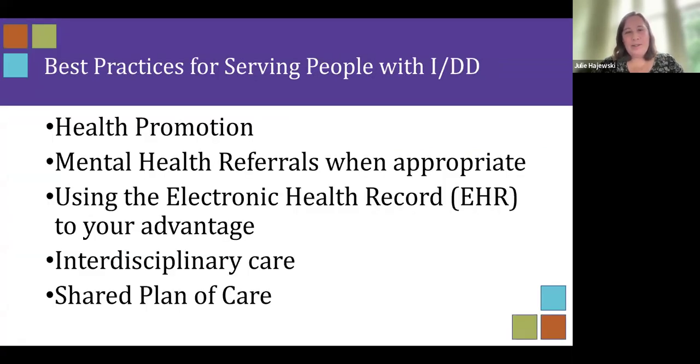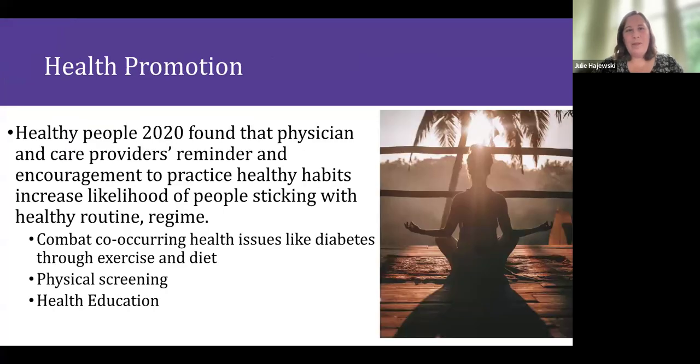So best practices, making sure we have a shared plan of care, making sure we're doing mental health referrals when they're appropriate, making sure we're doing preventative health maintenance, not just putting out fires every day. Healthy People 2020: if we tell people and remind people from the healthcare setting to have good and healthy behaviors, it can be impactful. More impactful sometimes than mom, dad, or other caregivers.